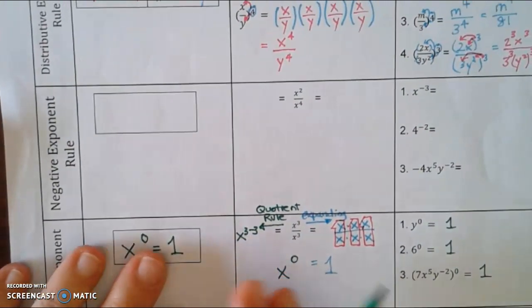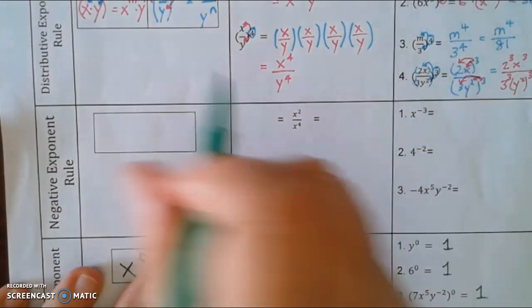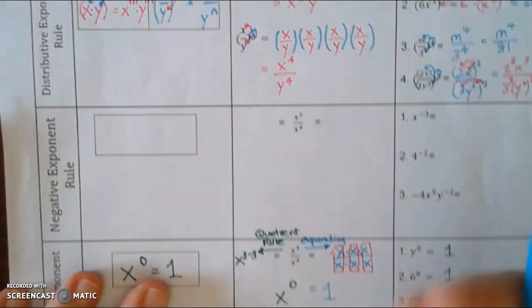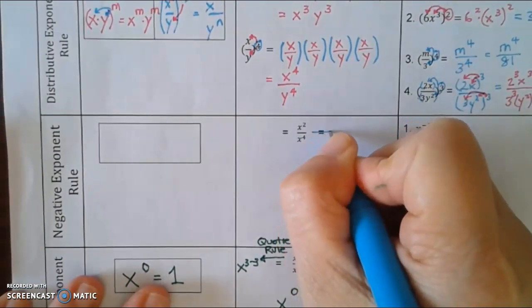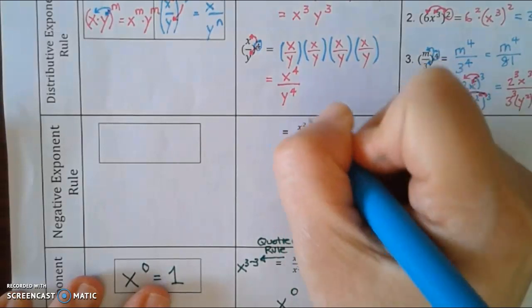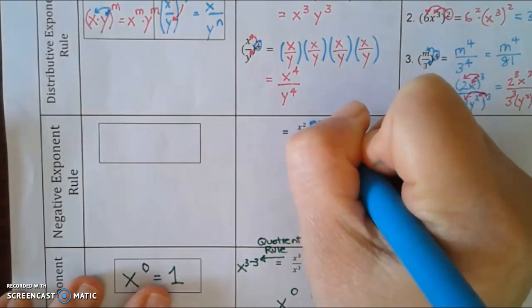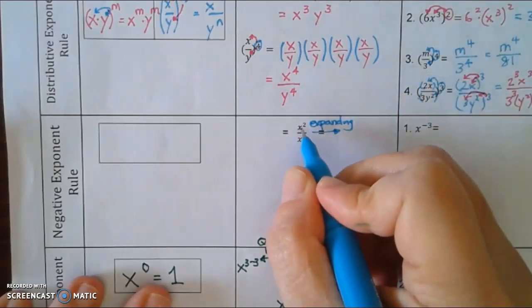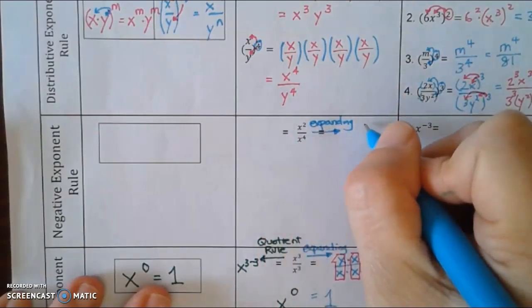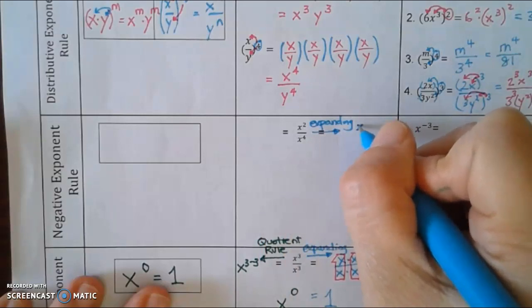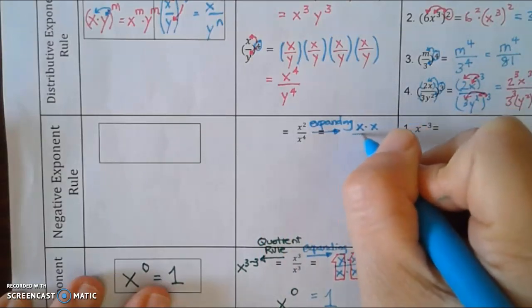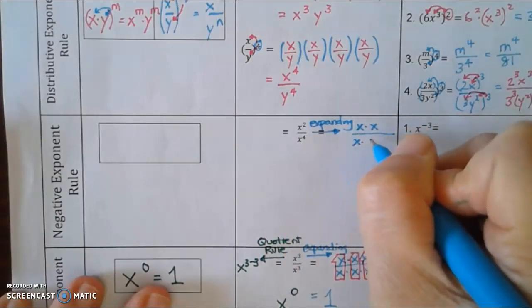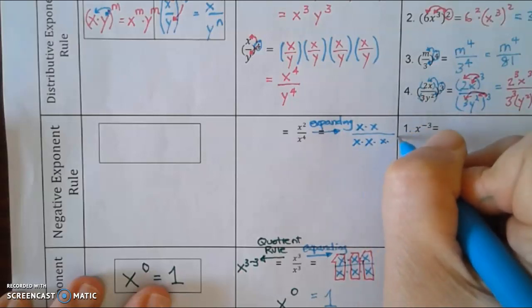Let's look at the negative exponent rule. And again, let's approach this problem by solving it two different ways. One way, we're going to expand. When you're expanding x squared divided by x to the power of 4, let's just expand. That just becomes x times x divided by x times x times x times x.